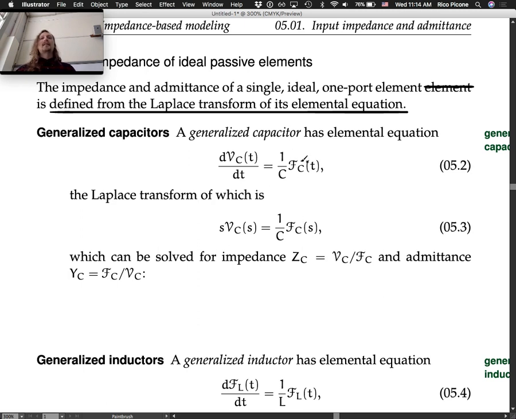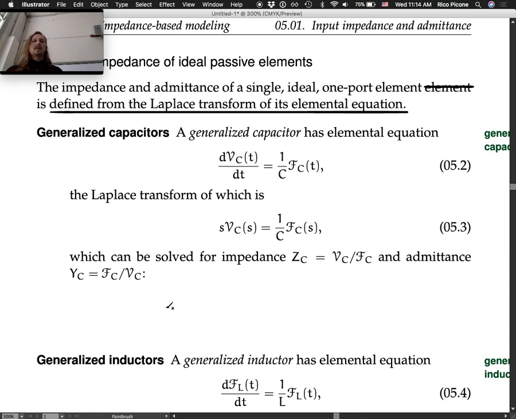And then on the right-hand side, we have a constant. Remember, the Laplace transform is an integral, so we can pull the constant out front. 1 over C. Laplace transform of Fc(t) is just Fc(s), just by definition. That's how we denote the Laplace transform of Fc. And we can solve then for the impedance, which is Vc over Fc, and the admittance, which is Fc over Vc. Of course, they're reciprocals, as before.